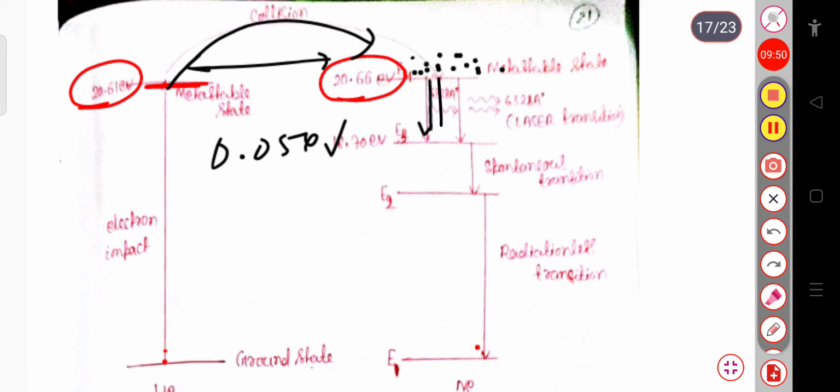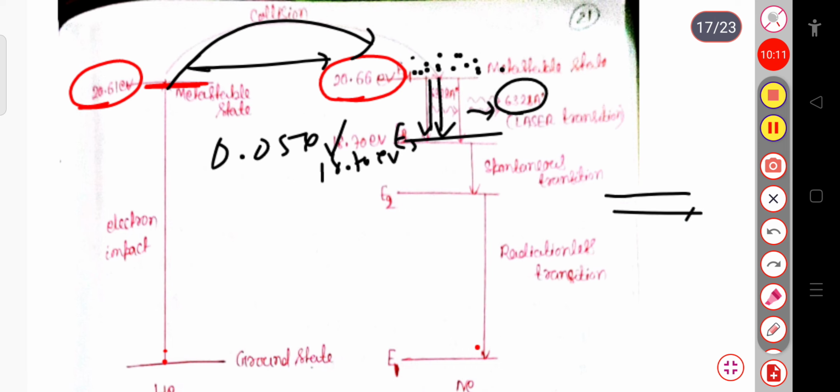Now it will get de-excited, or we can say that it will jump to this state, suppose this is your E3 state having energy 18.70 electron volt, and it will emit radiation of wavelength 6328 angstrom. It will also collide with the neon atom when it travels back and forth inside the tube, and emit another fresh photon of wavelength 6328 angstrom. These transitions are coherent in nature and have a highly directional property, so they will be responsible for the laser transition.